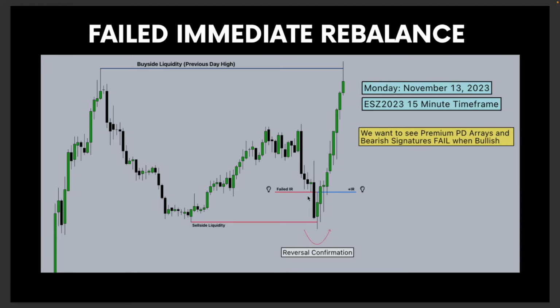Okay. On top of this, right after this failed immediate rebalance, what do we get? We get a bullish immediate rebalance, right? Price comes into this wick, right? And the next 2 candles, what do? Do we expand upwards? Yes. Okay. So it's a great tool to spot reversals, but you need to have the context behind it.